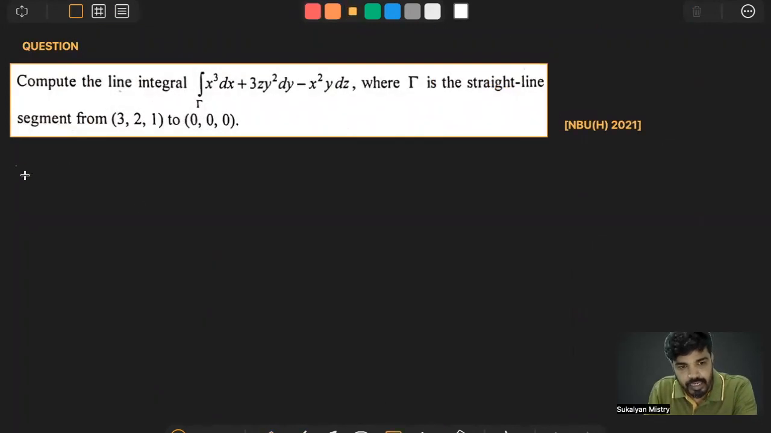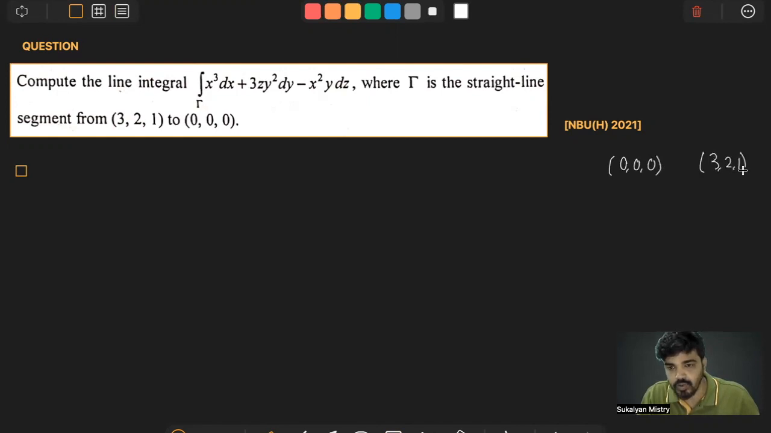Let us consider the next example. Here we have to calculate the line integral over gamma of x cube dx plus 3z y square dy minus x square y dz, where gamma is a straight line segment from 3, 2, 1 to 0, 0, 0. So basically we have to construct an equation joining these 2 points. The points are 0, 0, 0 and 3, 2, 1.